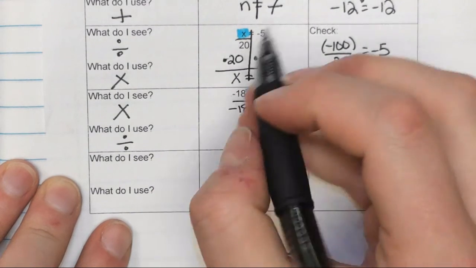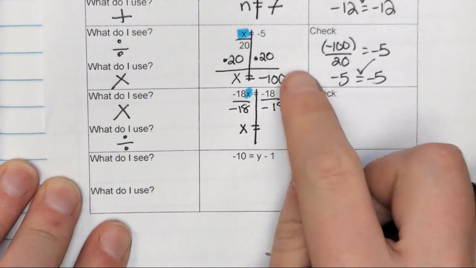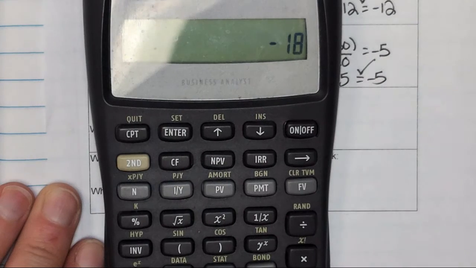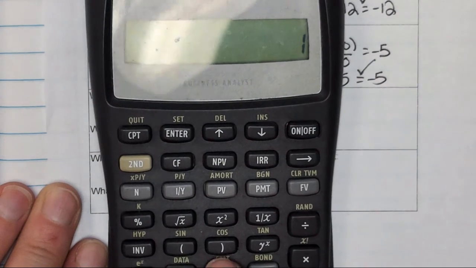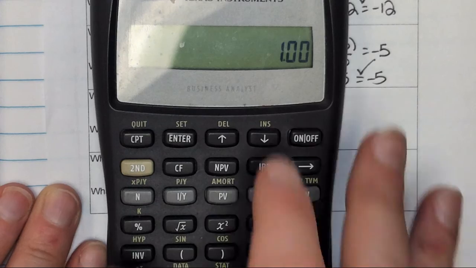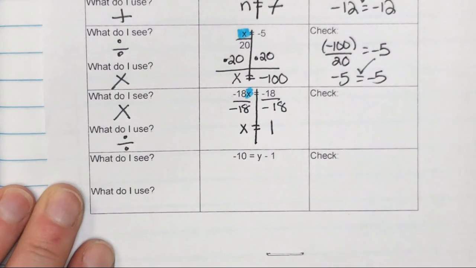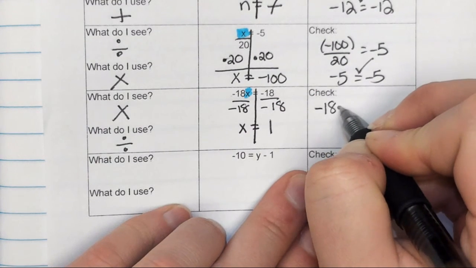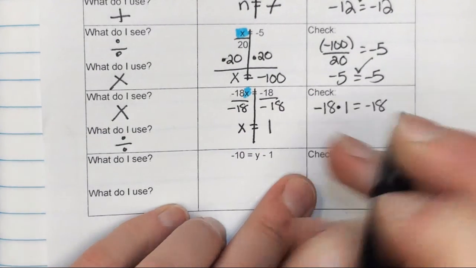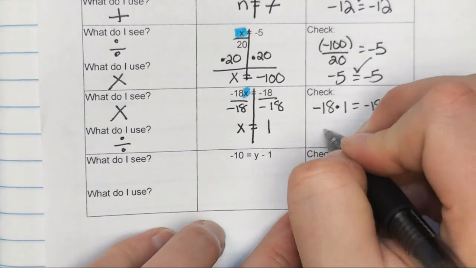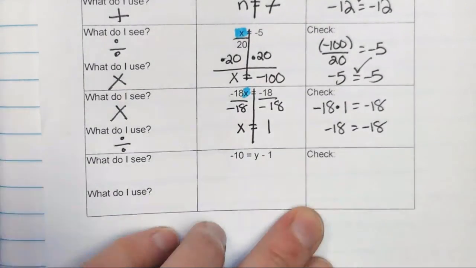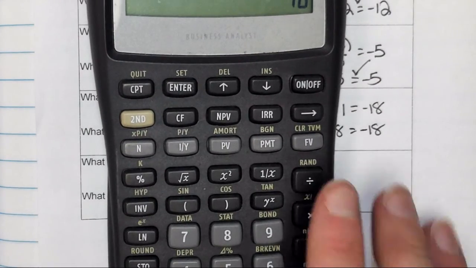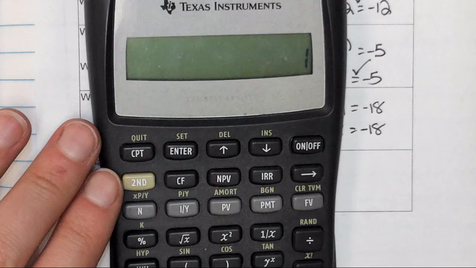So these two are going to cancel. I have an x. Negative 18 divided by negative 18. Plug that in the calculator. And I have a positive 1. So x equals 1. Plug it in. Remember, when they're right next to each other, I have to add my times sign. Negative 18 times 1 is negative 18. And if you're not sure and you want to double check, negative 18 in the calculator times 1 is negative 18.